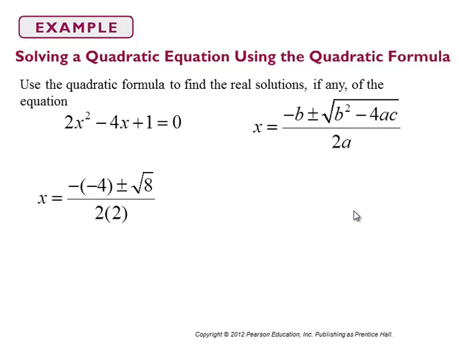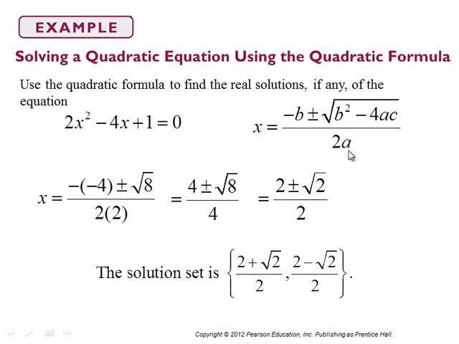So we will go ahead and take the negative of negative 4, that's our negative b here, and of course that gives us positive 4, plus or minus square root of 8 over 2a, but a is 2, so over 4. So here's our two solutions here. By the way, square root of 8 is 2 root 2, so you can cancel a factor of 2 between the numerator and denominator. So you'll have 2 plus root 2 over 2, and 2 minus root 2 over 2 as your two solutions. Okay?